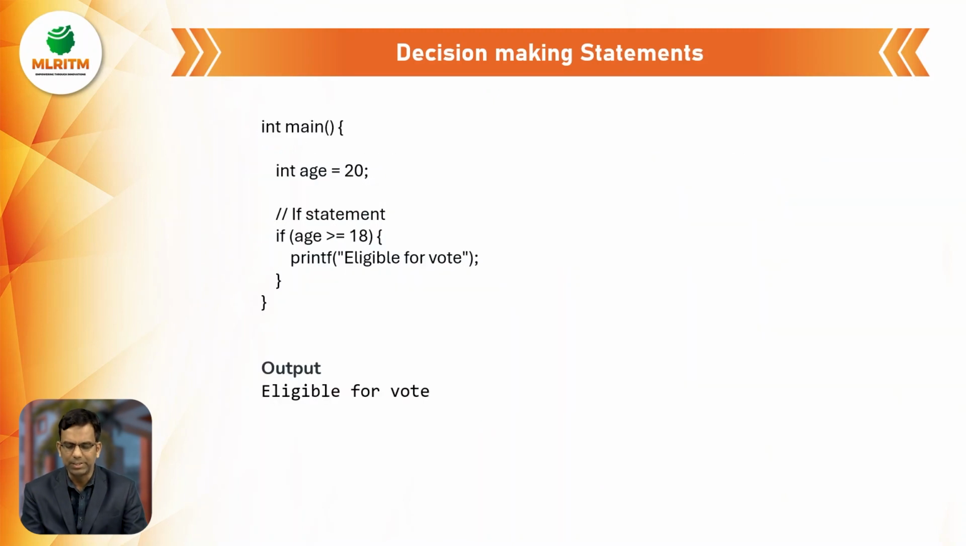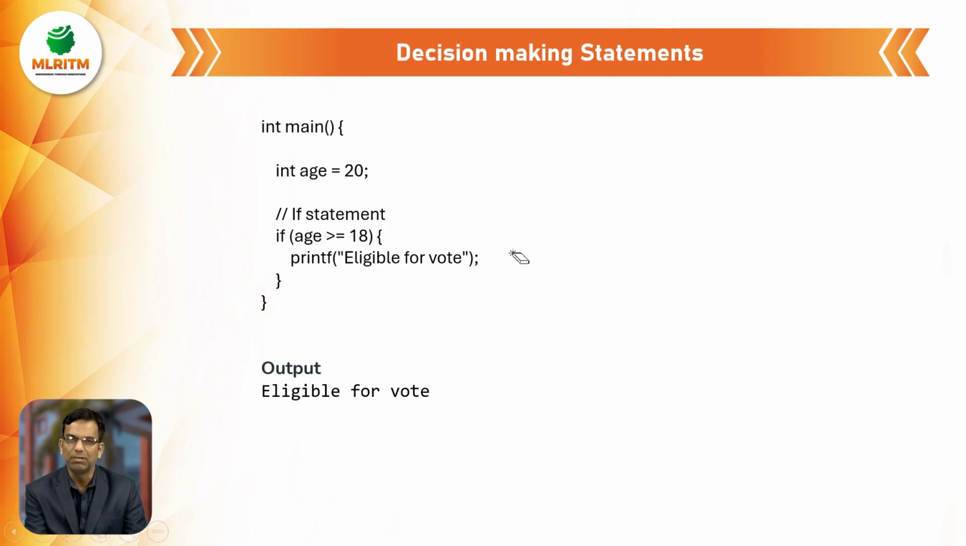Okay, here I gave an example. The example is: integer age is equal to 20. If age is greater than or equal to 18, print eligible to vote. Only one condition I gave, and only one statement is going to be declared.